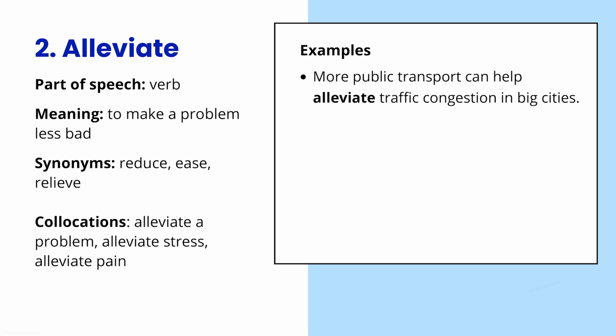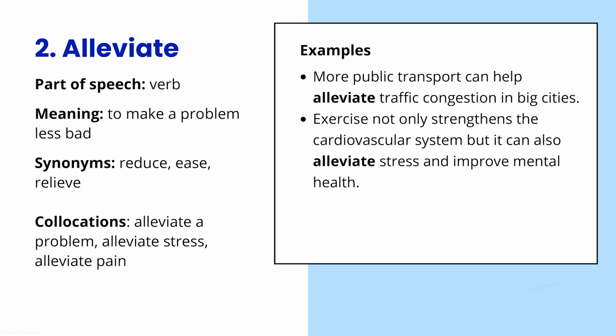Here's an example. More public transports can help alleviate traffic congestion in big cities. So what we're saying is, if we have more public transport, it's going to help reduce the traffic problems in big cities. Exercise not only strengthens the cardiovascular system, the cardiovascular system is talking about your heart, but it can also alleviate stress and improve mental health. So we're simply saying that exercise can reduce stress.